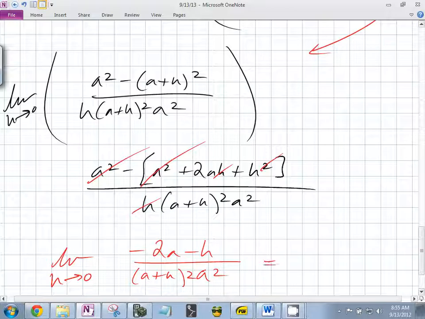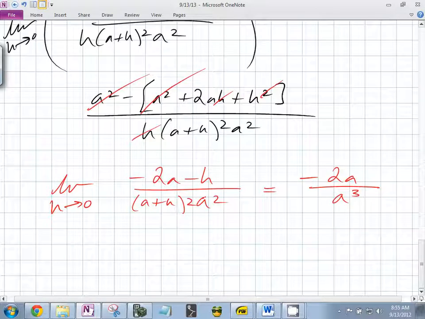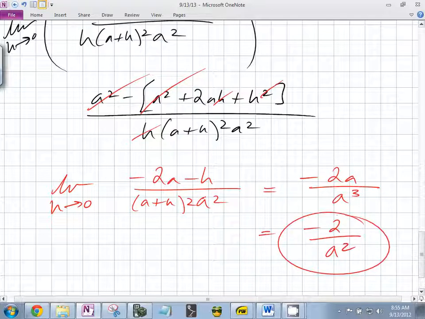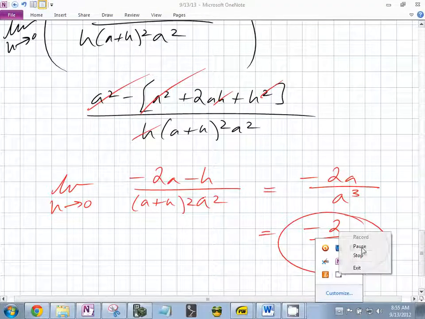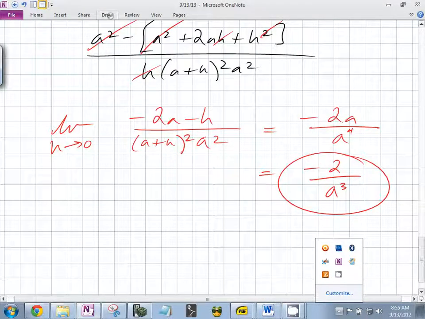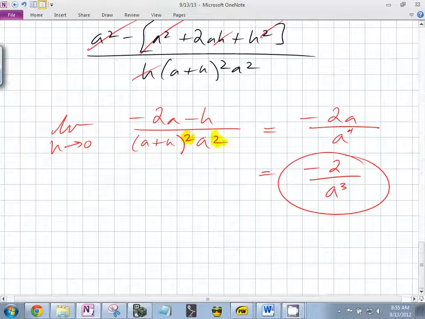So it's going to be negative 2a over what? A what? A cubed, right? So what's that equal? Negative 2 over a squared. That is 100% correct right there. That is 100% correct. Absolutely. So yes, you have to make sure you get all the exponents. Absolutely. There it is.